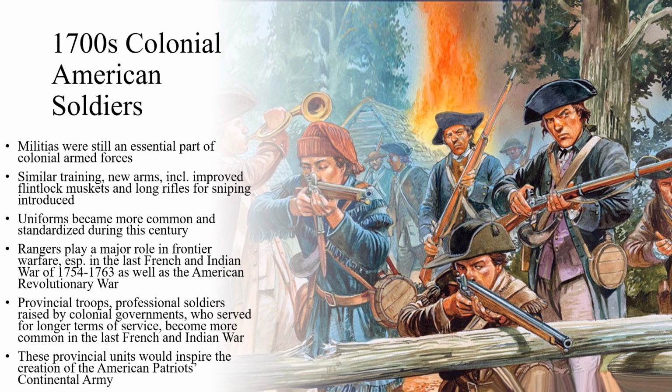Moving on to the 18th century, in the 1700s, militias were still an essential part of the colonial armed forces. They had similar training, mustering on the weekends, training and then having a nice meal and alcoholic beverages after training was over. The uniforms they wore are going to become more common and standardized during the 1700s, once again reflecting the European adoption of uniforms. At the same time, you're still going to see quite a few civilian pieces of clothing being worn as well.